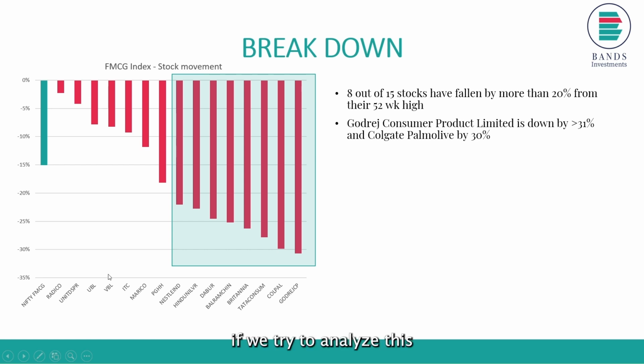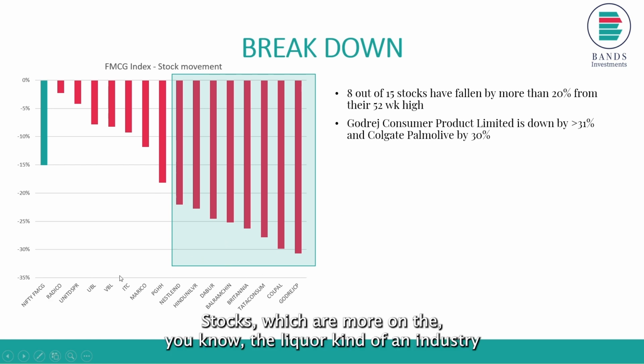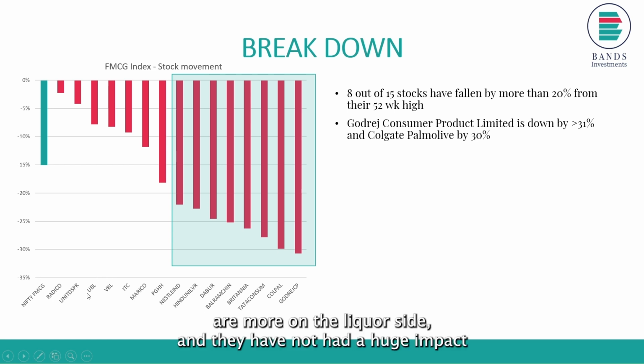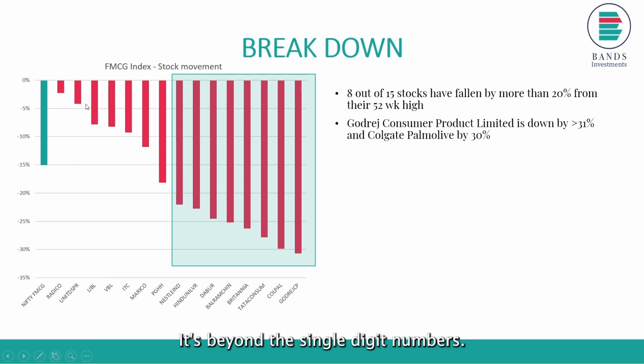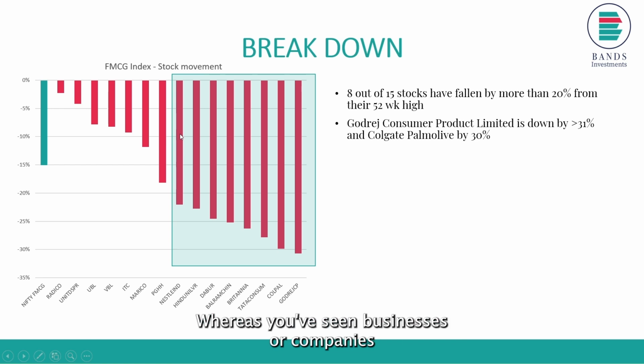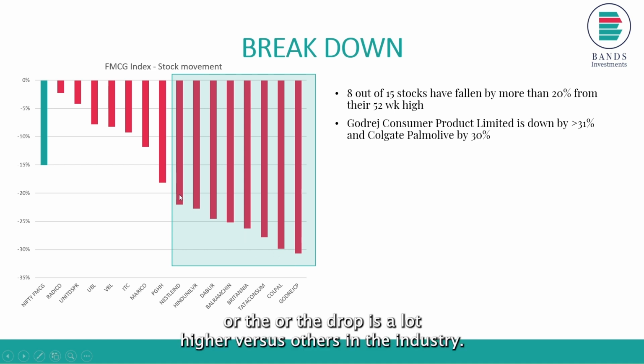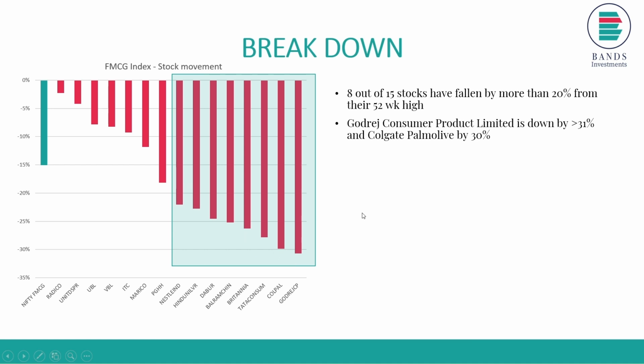If we try to analyze this further, clearly we can see a trend emerging, right? Stocks which are more on the liquor kind of an industry, Radico, United Spirits, UBL, etc., are more on the liquor side, and they have not had a huge impact or a fall in the prices. It's purely single digit numbers. Whereas you've seen businesses or companies which are more on consumer durables or personal care have dropped further, or the drop is a lot higher versus others in the industry, right?